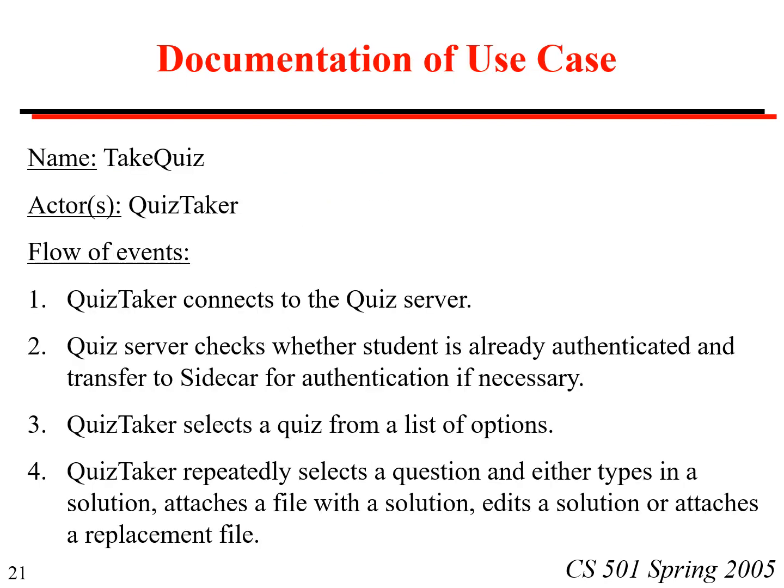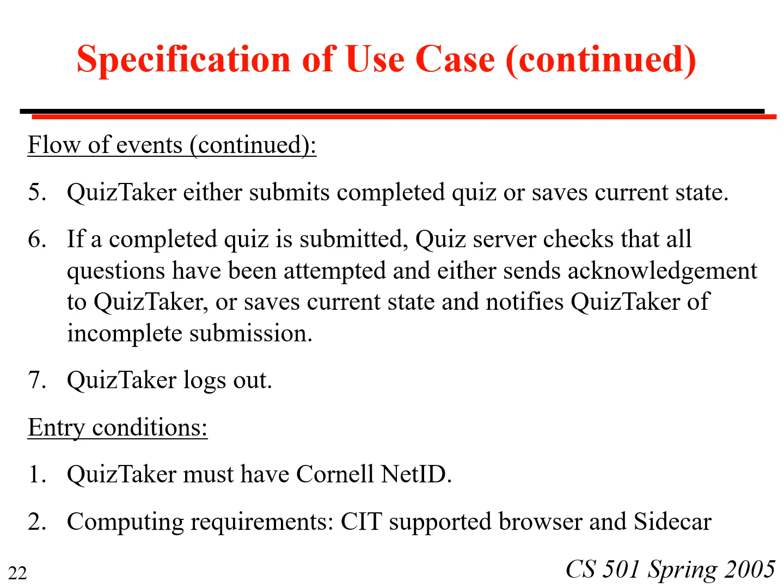Fine. Now documentation of a use case: the name is take quiz, the actor is quiz taker. Now what is the flow of events? Just now we have seen in our earlier slide how the online quiz conduction takes place. So these are the different steps: connecting to the quiz server, then authentication is checked. Then it selects a quiz from a list of options, selects a question and edits the solution. Then the quiz taker either submits a completed quiz or saves the current state. If it is submitted, even if he wants to change the solution, he cannot change it. It is going to notify the grading system.